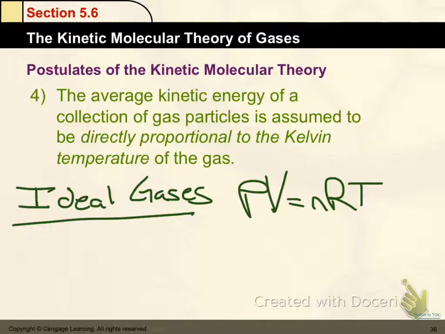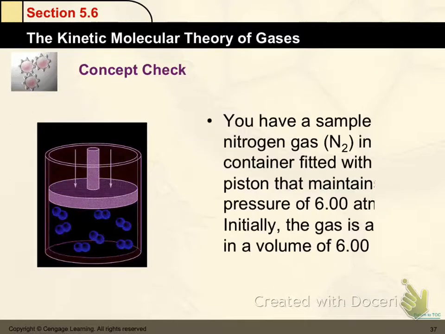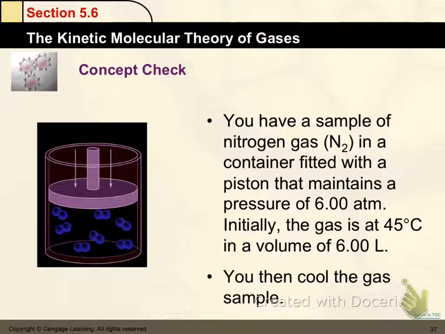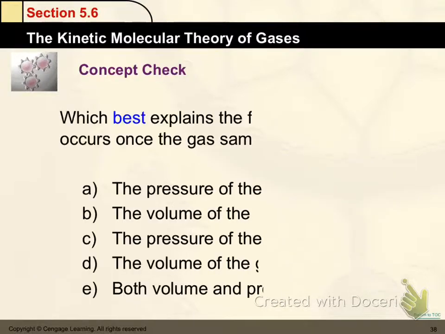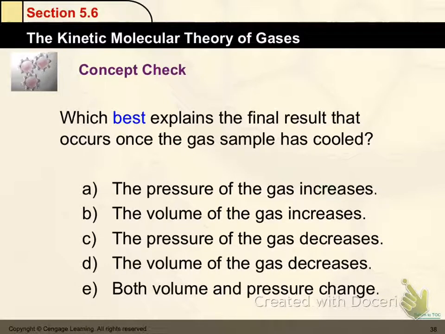All right. Let's do a little concept check here. Let's say you've got a sample of nitrogen in a container fitted with a piston that maintains a pressure of 6 atmospheres. Initially, the gas is at 45 degrees Celsius in a volume of 6 liters. Now, you cool the sample. What do you think is going to happen to that gas? Let me give you some options. Will the pressure of the gas increase? Will the volume of the gas increase? Will the pressure of the gas decrease, the volume of the gas decrease, or both volume and pressure change? Which one do you think is going to be the case?